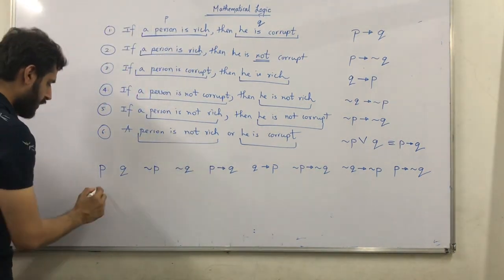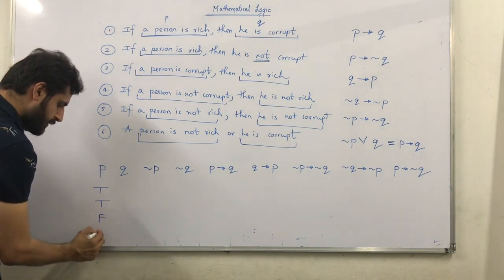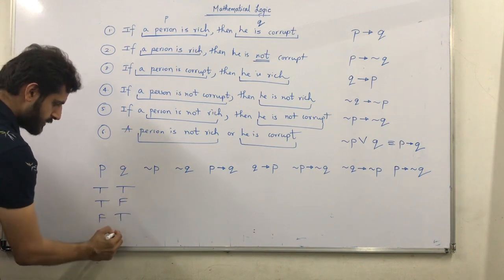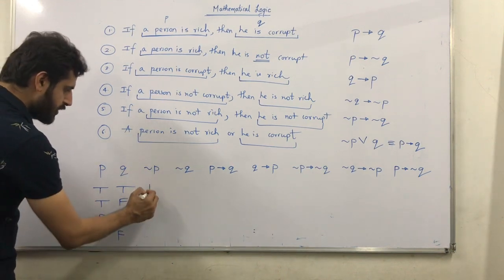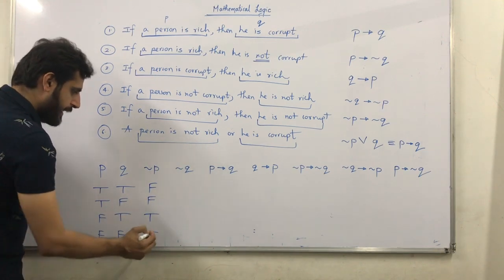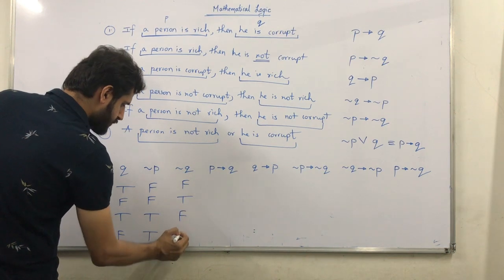The truth table will be like true, true, false, false for P. For Q we have true, false, true, false. Negation P will be false, false, true, true. And negation Q will be false, true, false, true.